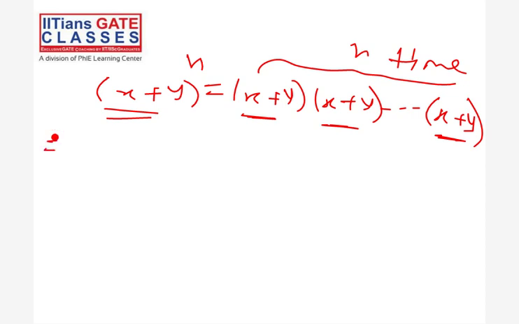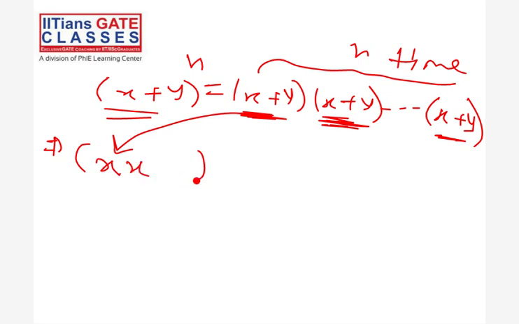Now I want to multiply all of them. If I multiply all of them, what will happen? How can I form a term here? I can pick either x or y from here. I can pick either x or y from here and put it here. So let's assume I pick x from here and put it here. I can pick either x or y from here, then I put it here.